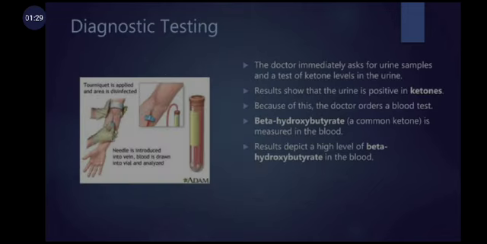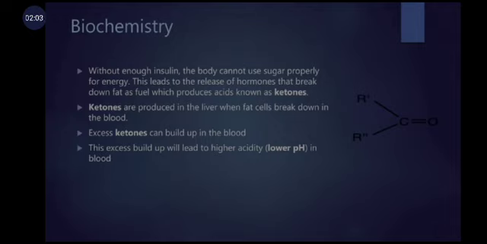So, diagnostic testing involves collecting urine samples and testing the ketone levels in the urine. If the result shows that the urine is positive for ketones, the doctor orders a blood test. In ketone bodies there are mainly three types: acetone, acetoacetate and beta hydroxybutyrate, and commonly beta hydroxybutyrate is measured in blood. The results depict a high level of beta hydroxybutyrate in the blood.